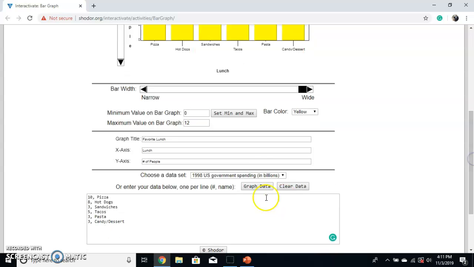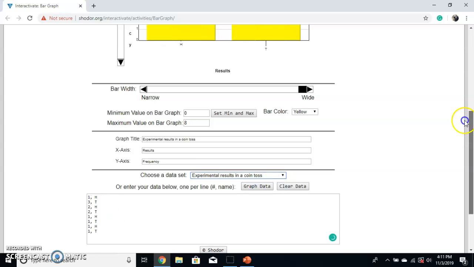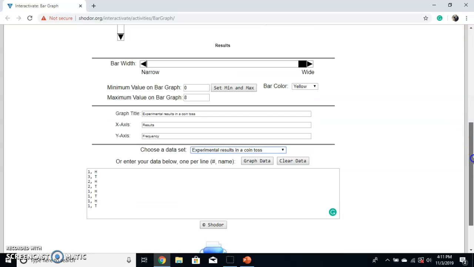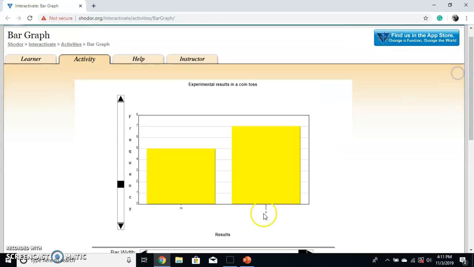Now let's look at, there's even more categories. See, there's experimental results and the coin tosses. Here's the data that they put, the heads and tails, and it shows you that with their data, they got tails more often.